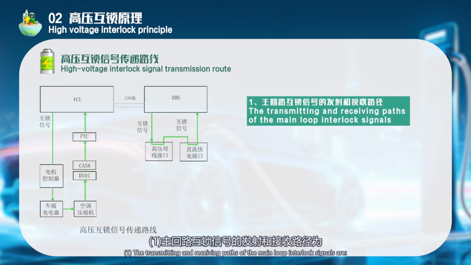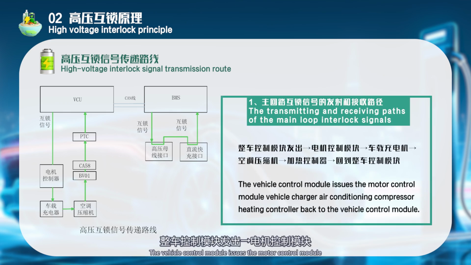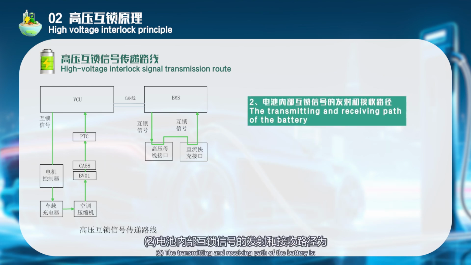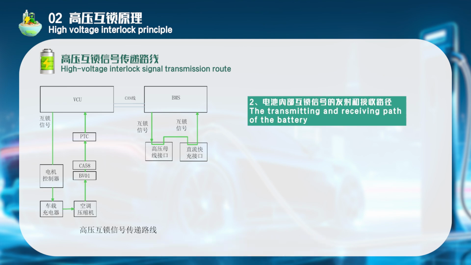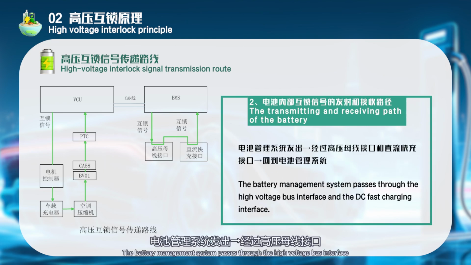1. The transmitting and receiving path of the main loop interlock signal is: the vehicle control module issues the signal, which passes through the motor control module, vehicle charger, air conditioning compressor, and heating controller, and returns to the vehicle control module. The transmitting and receiving path of the battery is: the battery management system passes through the high voltage bus interface and the DC fast charging interface.